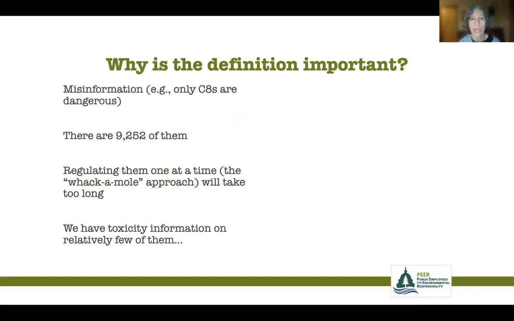Why is this definition important? Well, part of the reason is that there's a lot of misinformation out there about which PFAS are being used, which are dangerous, which aren't dangerous. The industry tends to say that only the C8s, those PFAS that have 8 carbons, are dangerous. And you probably have heard of PFOA and PFOS. Those are the two most notorious PFAS, and there are movies about them, such as Dark Waters and The Devil We Know, but other PFAS are just as dangerous. So there's a lot of misinformation, and we need to get that definition succinct and easy to understand. There are, as I said, 9,252 of these PFAS substances. Regulating them one at a time, what we call the whack-a-mole approach, will take too long. It will take centuries, and we don't have that time because PFAS is actually a national health crisis. We have toxicity information on relatively few of them.